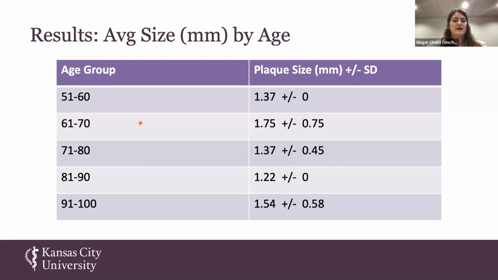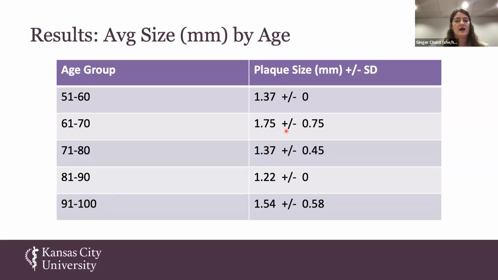So our average size in millimeters by age category, we ran an ANOVA on this data and found no significant difference between the average sizes of the mean difference between age groups. For example, our youngest age group of 50 to 60 and our middle age group of 71 to 80 had a similar size of 1.37. And then we included our standard deviations as well.